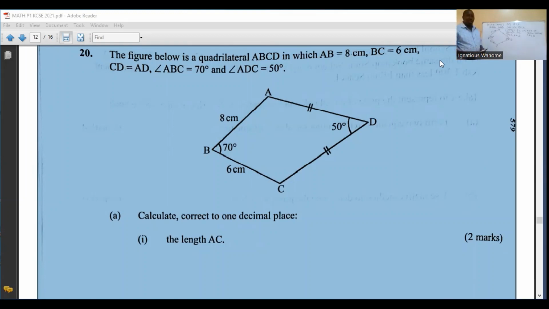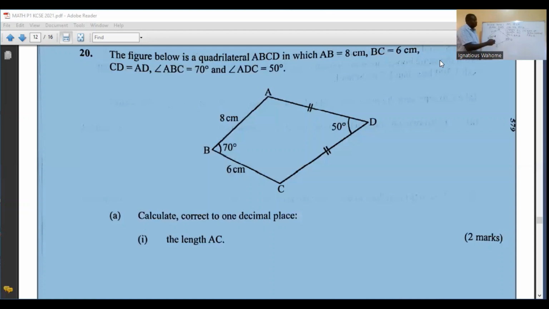The figure below is a quadrilateral ABCD, in which AB is 8, BC is 6, and the length of side AD is equal to CD. They are equal, so this side is equal to this. Angle ABC is 70 degrees, and angle ADC is 50 degrees. Question number 1: calculate the length of AC.